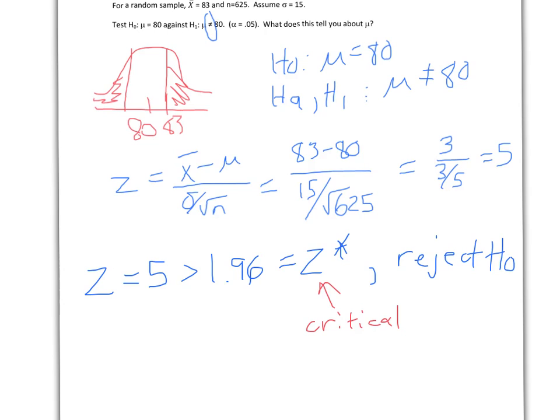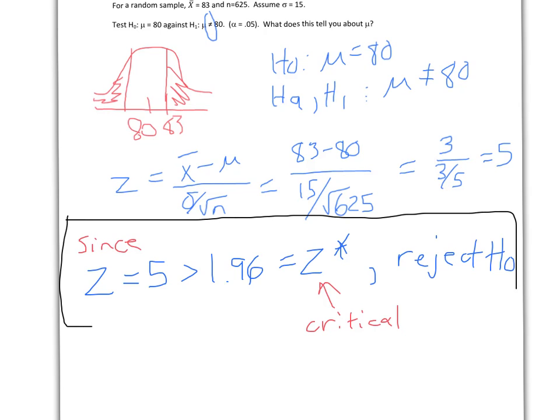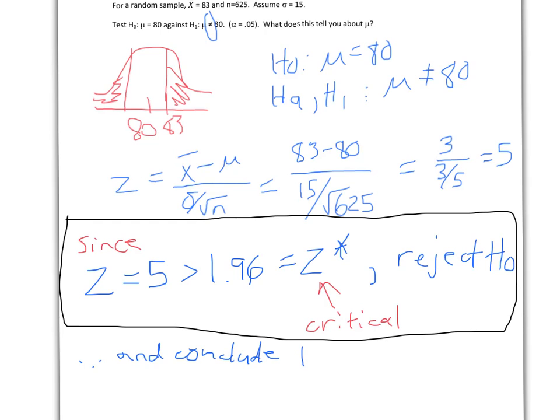And so you can actually have this as a sentence. Since z, which is equal to 5, is greater than 1.96, which is my critical value, we would reject H naught and conclude that the true mean is not 80. Okay? So we would conclude the alternate hypothesis. Okay, if you want to continue, and conclude that the mean is not equal to 80.